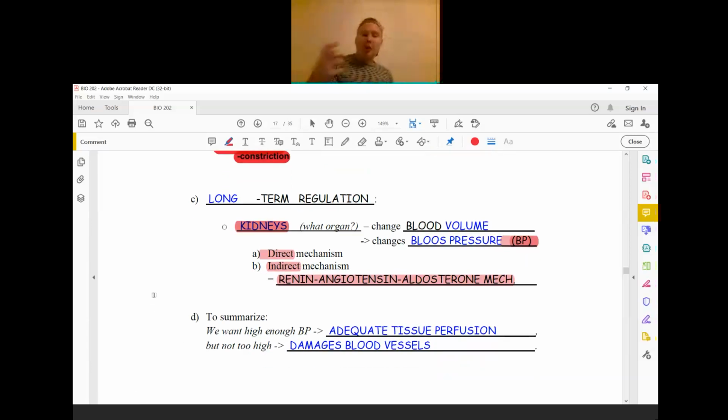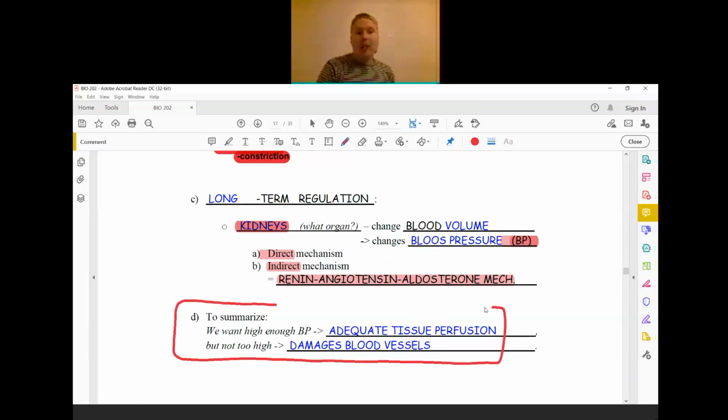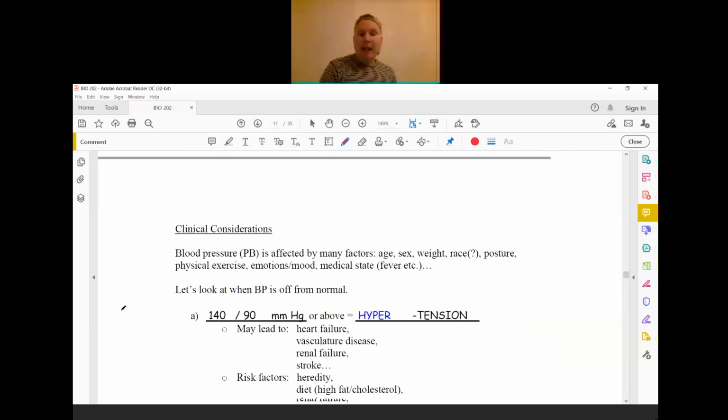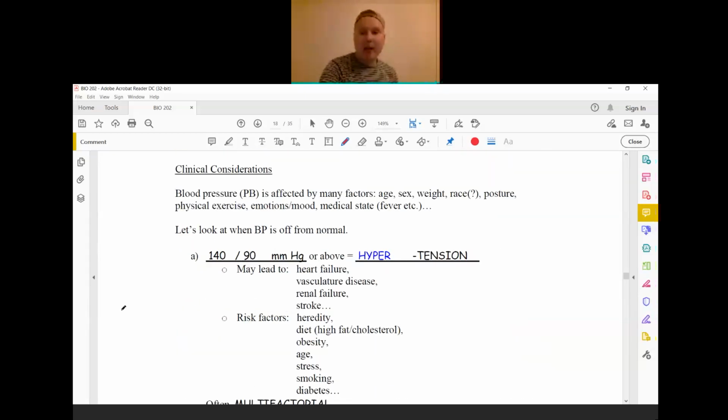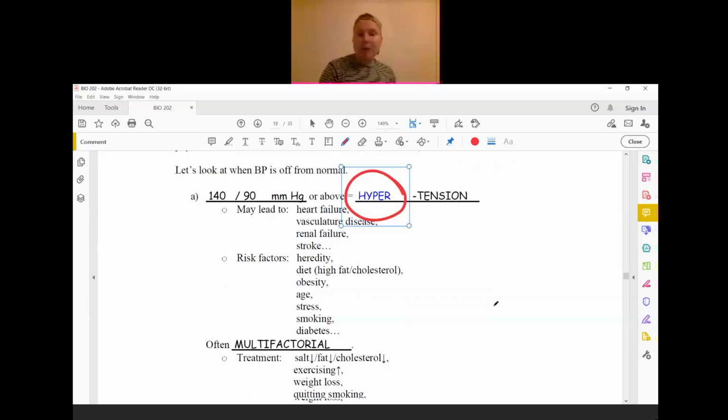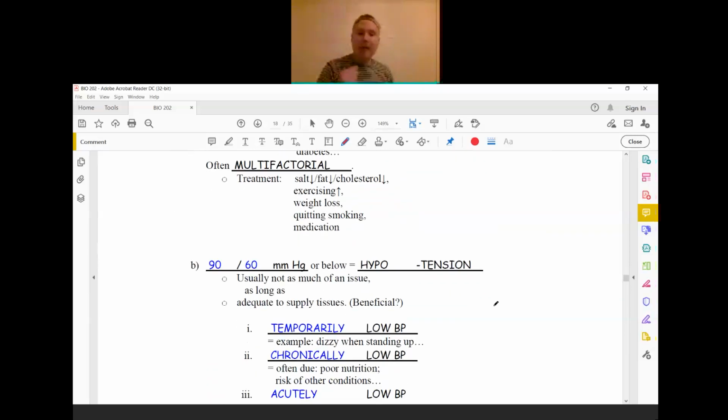So basically, if you want to summarize what you need to know about the blood pressure, we want to have high enough blood pressure that the tissues are supplied with blood, but not so high that it's going to break the blood vessels. And then you notice that we had a situation where we had too high blood pressure, and that was hypertension. And then we had hypotension, where you had too low blood pressure.